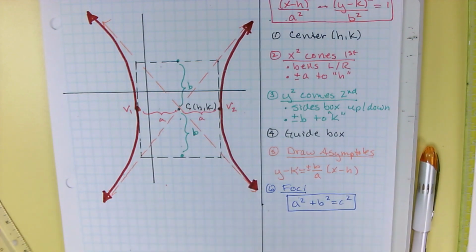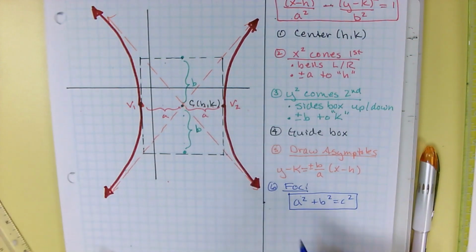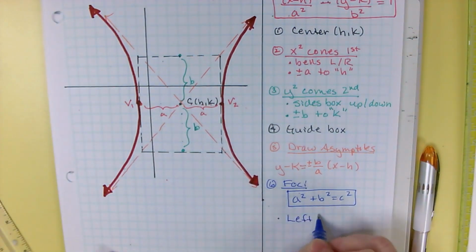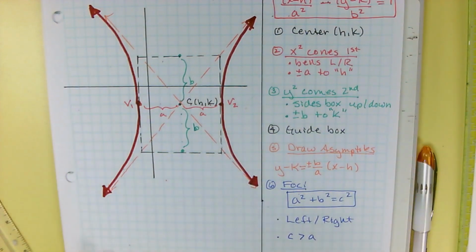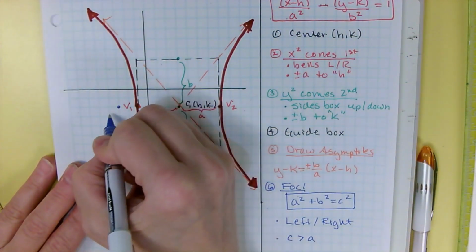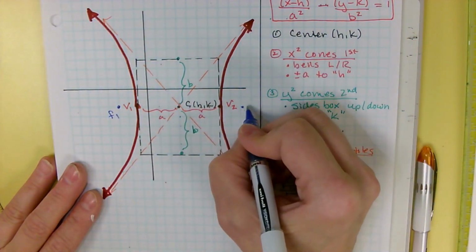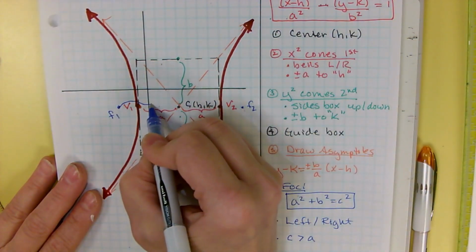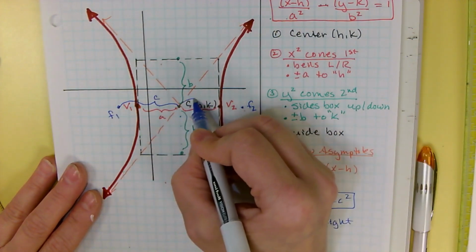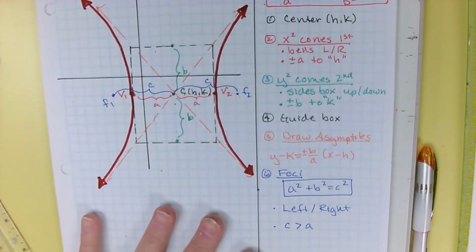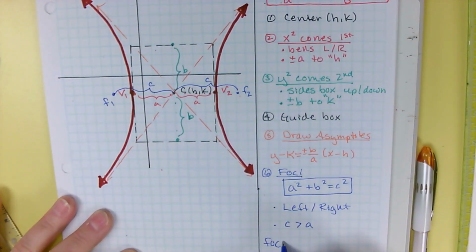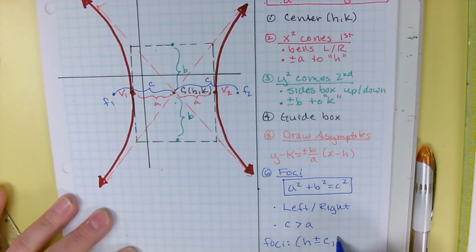Okay, so your foci lie on the horizontal transverse axis. So you're going to go left and right. So in this orientation, foci go left and right. Again, C has to be greater than A because the foci are inside the bells. So let's put those on the drawing. F sub 1, F sub 2. And again, F to the center is a distance C. So in practicality, you're going to take your center point h, add and subtract C, comma k.